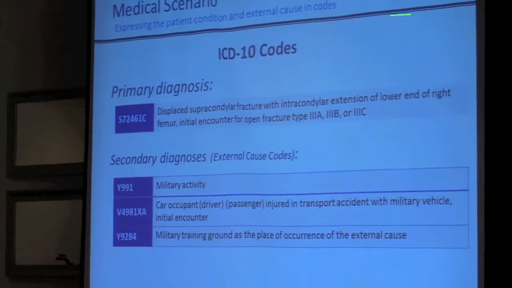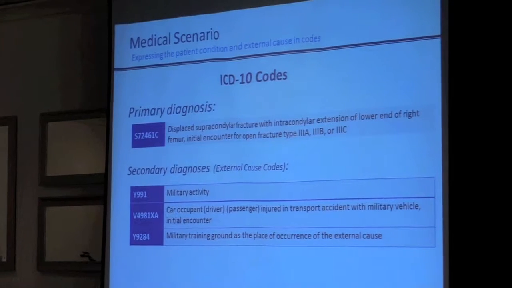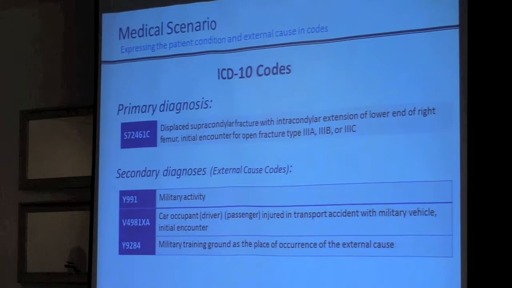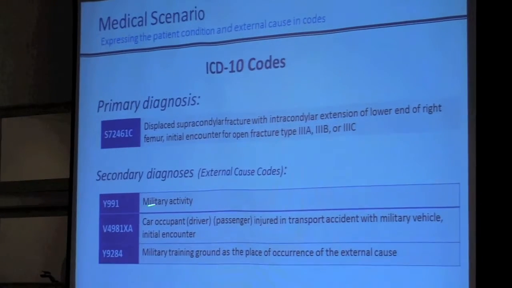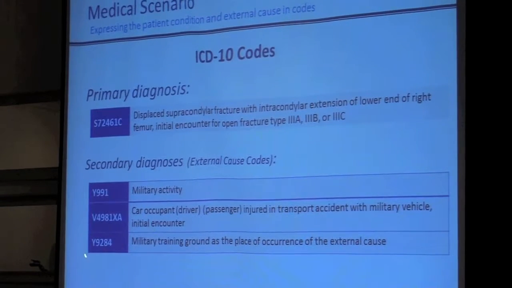And then based off of the information I capture, including that clinical documentation I had there, I come up with this code: display supracondylar fracture with intra-articular extension, lower end of the right femur, initial encounter for open fracture type 3A, B, or C. Here's my code. Secondary diagnoses: external claim status, military activity; cause, car occupant injured in transport with military vehicle; place of occurrence, military training ground.